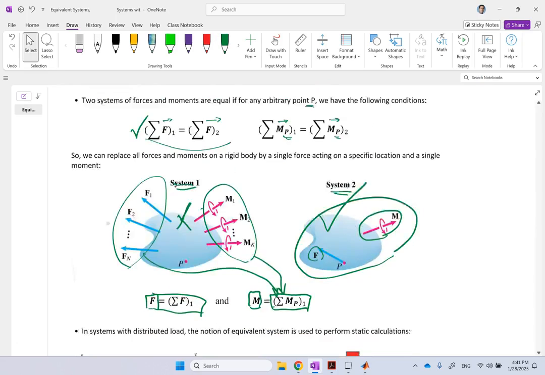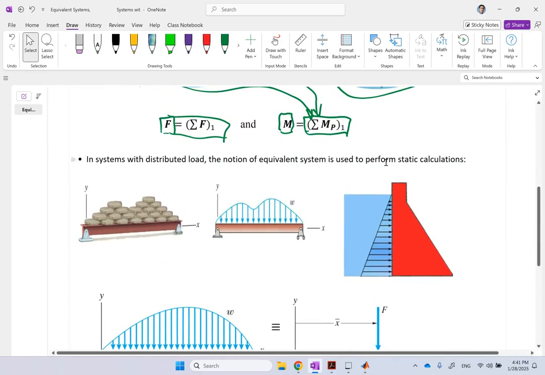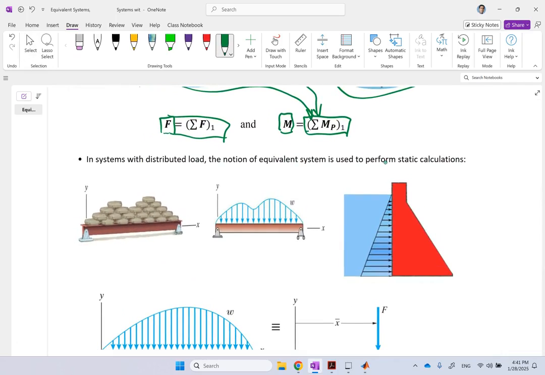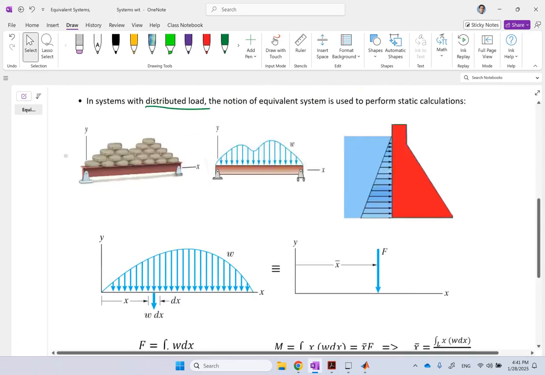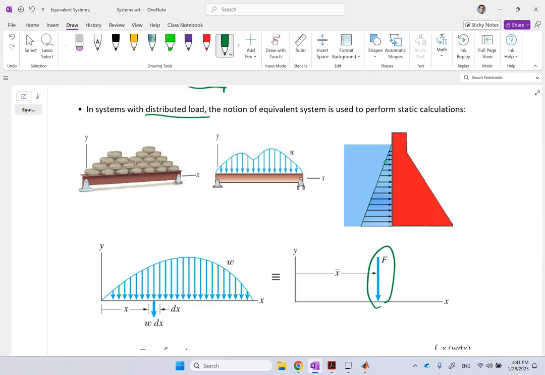And this is extremely useful when you're dealing with systems with distributed load. Systems with distributed load happen all the time. And in reality, I can say the only systems we have in nature are distributed loads. There is no concentrated load like this anywhere in nature, because when a force is exchanged between two surfaces, it's never applied at a single point. There is always a contact area.